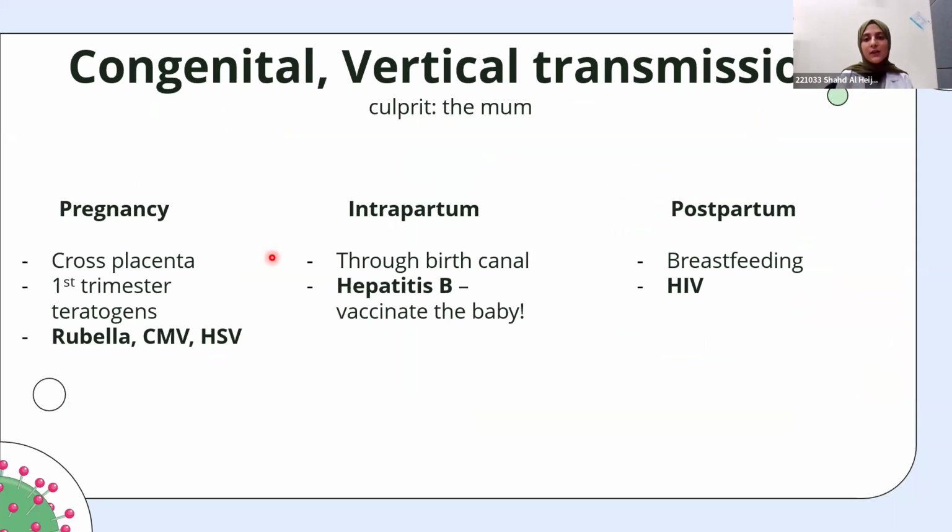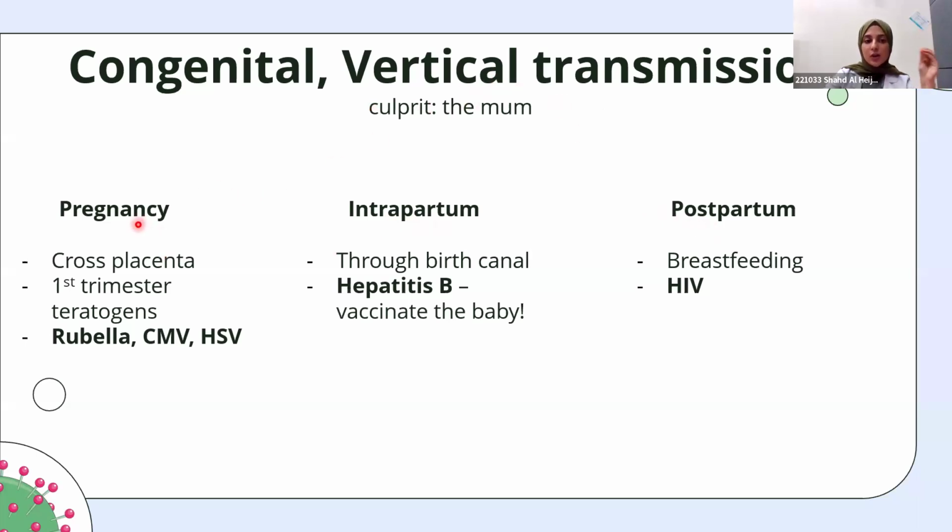Moving on to congenital infections. Congenital means they pass from the mom to the fetus. So this is called vertical transmission from the mom to the fetus, which will cause congenital infection. It can either be during pregnancy through the placenta, it can be intrapartum, it can be postpartum.